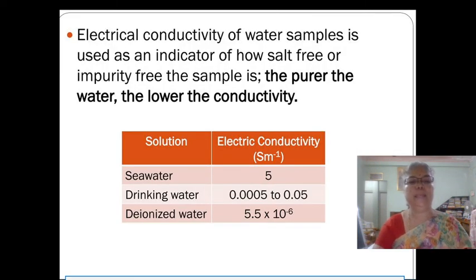And this is the example of electric conductivity for seawater, drinking water and deionized water.